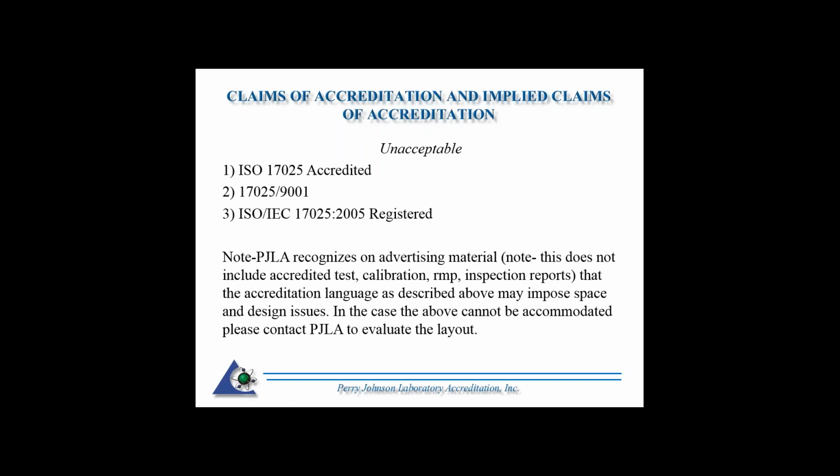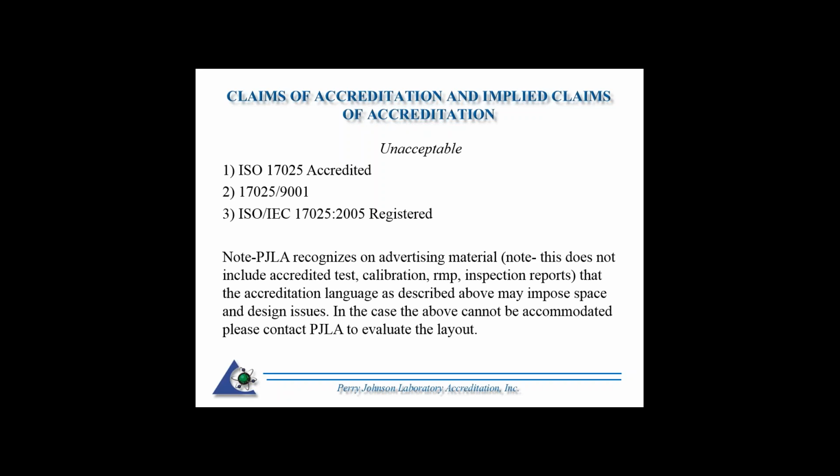These are unacceptable examples, which we've probably seen during our assessments, which is not appropriate. The first one does say 17025 accredited. However, it does not state the current revision, 2005. Registered, that's separate from accreditation. And of course, I can't be using it in conjunction with 9001.